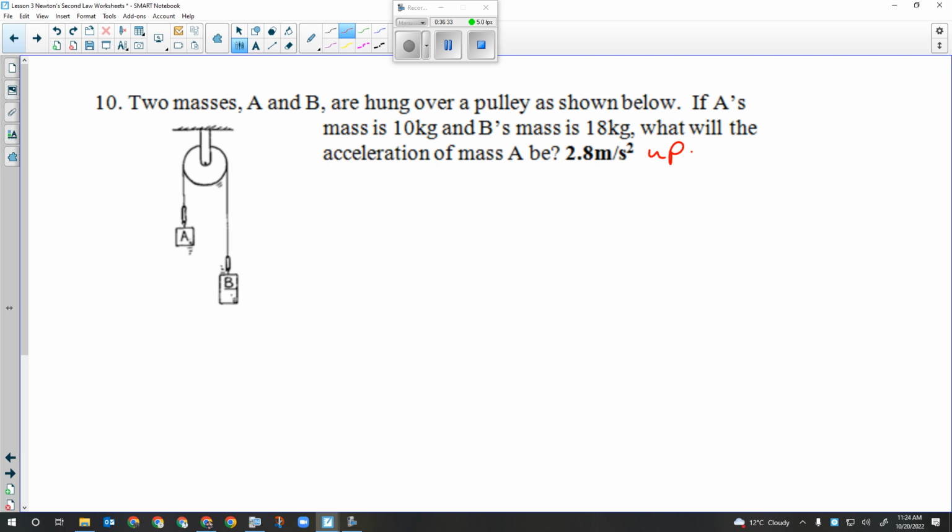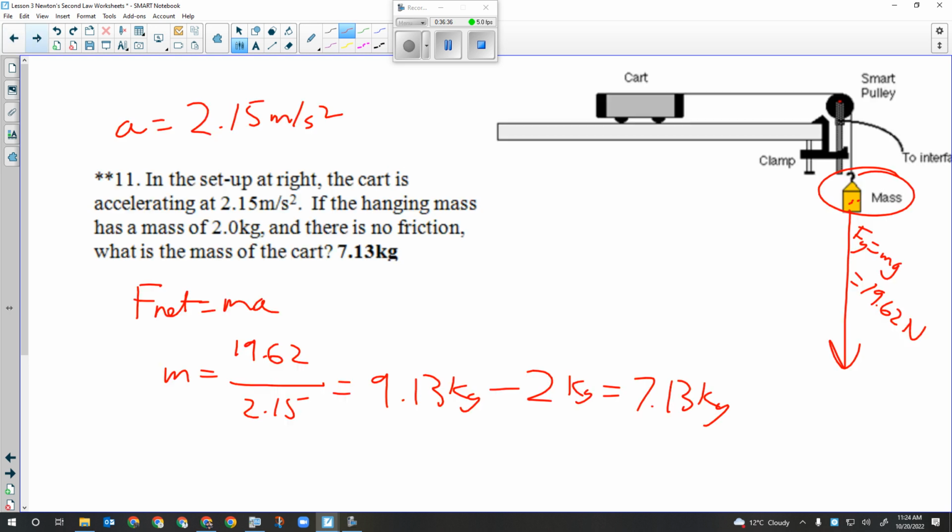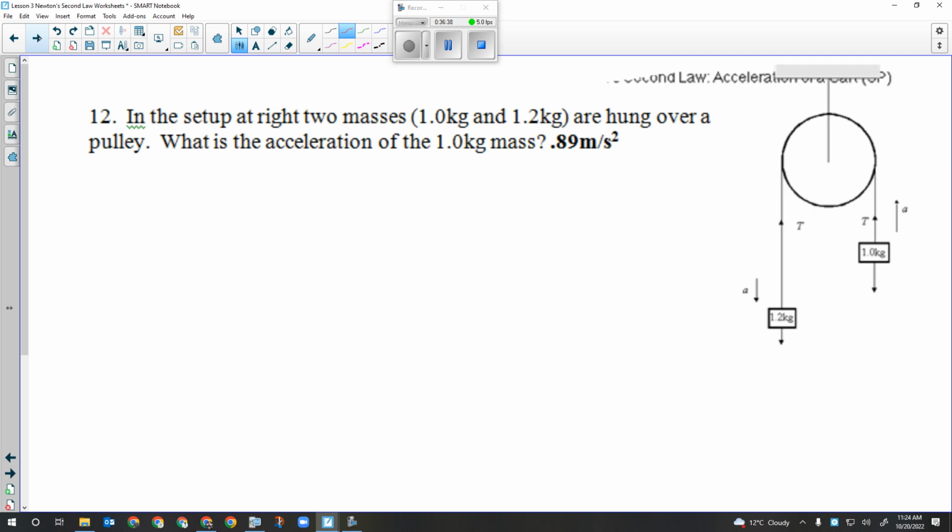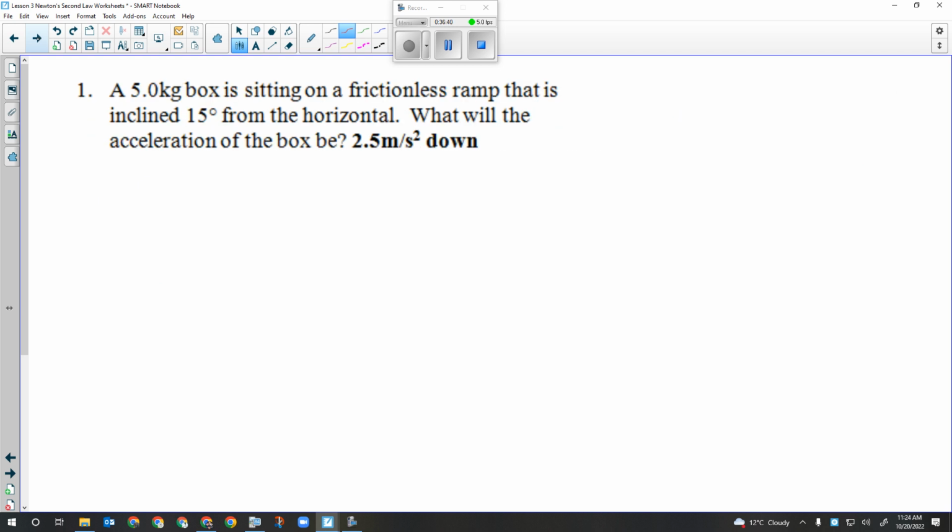And you can keep working on those, guys. If there's still time, you can keep working on the other ones. You can do 12. You can go back to the incline planes. Whatever else.